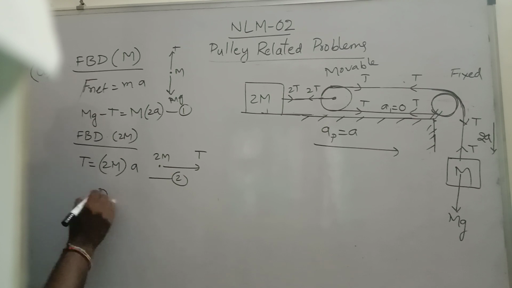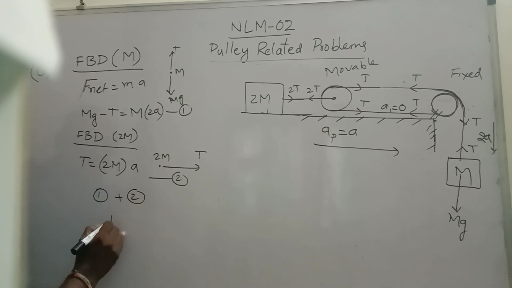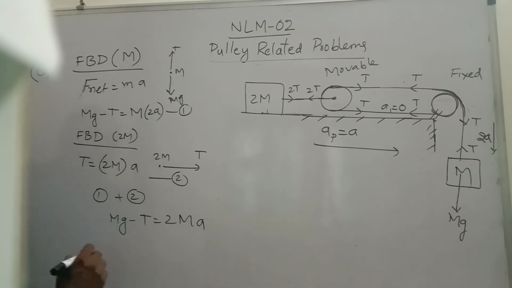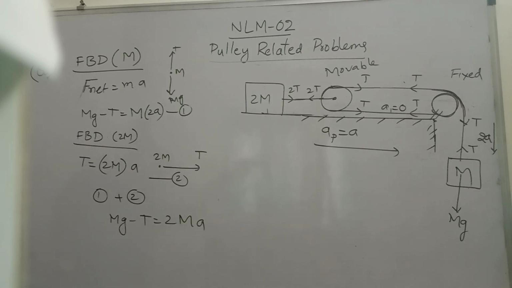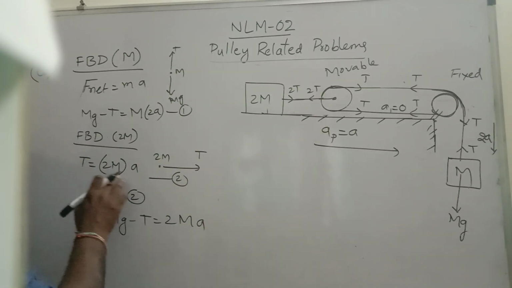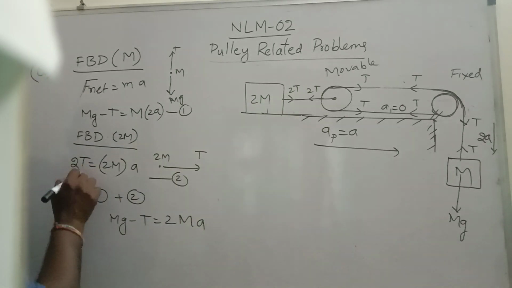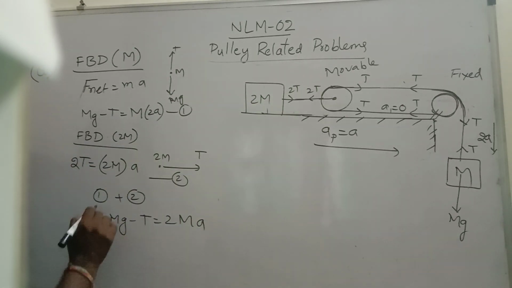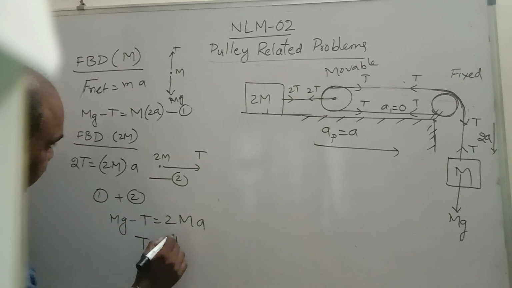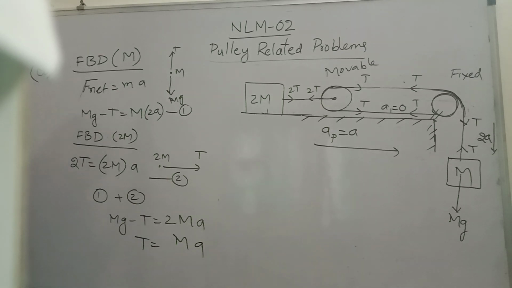Simple. You add 1 and 2. Mg minus T is equal to 2MA. Understand children? Very simple. See once. Any doubts? Here Mg minus T is equal to 2MA. Here it is 2T, not T. 2T is equal to 2 into M into A. Otherwise you can write T is equal to M into A. 2 cancels, T is equal to MA.